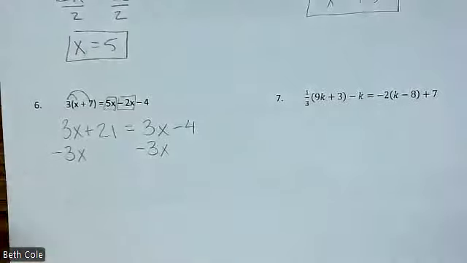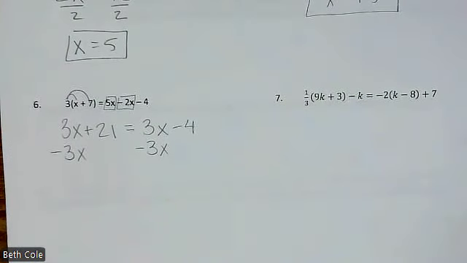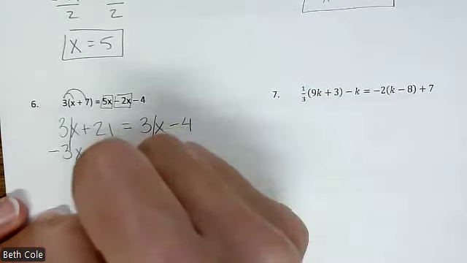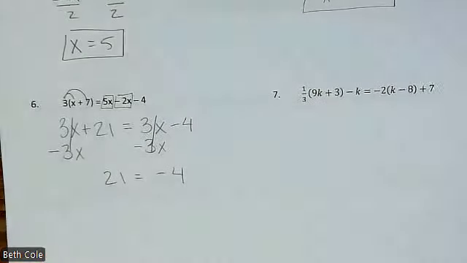Now this is kind of interesting what happens here because 3x minus 3x is nothing. 0. If you have 3 apples and someone takes away 3 apples from you, you don't have any apples left. So what we ended up with is 21 equals negative 4. Does that make any sense at all? Does 21 equal negative 4? No. So it is no solution, which means there is no possible answer.